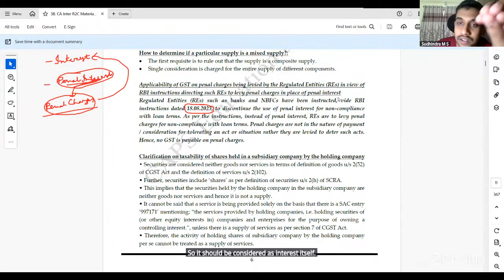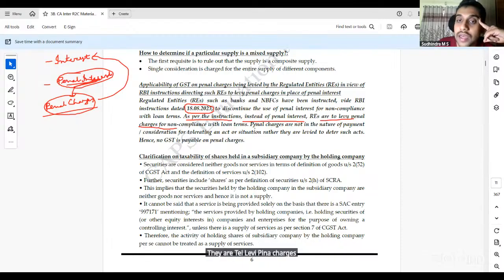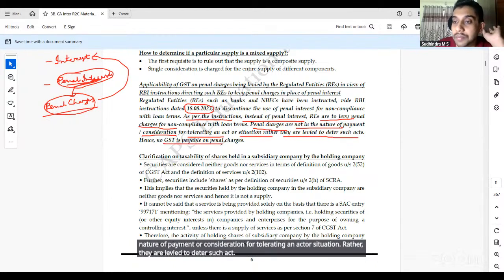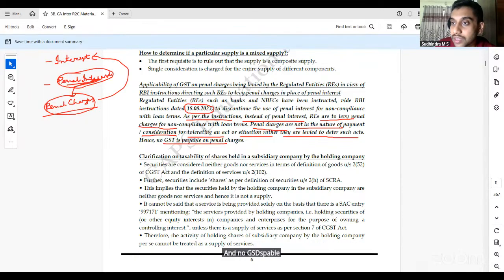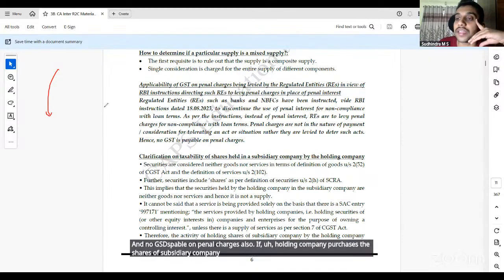That is what the recent circular, this is the Jan 25 circular, says. As per the instructions, instead of penal interest, they are to levy penal charges for non-compliance. Penal charges are not in the nature of payment or consideration for tolerating an act or situation. Rather, they are levied to deter such act. Hence, no GST is payable on penal charges also. If a holding company purchases the shares of a subsidiary company, will that be considered as supply?